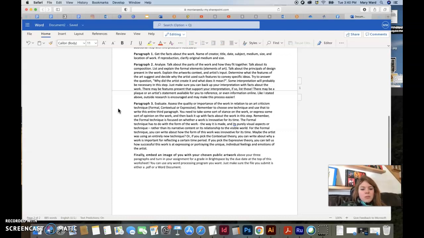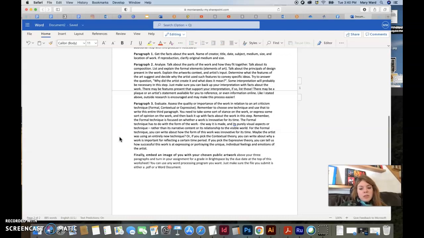Remember, the formal critique is focused on whether the work was innovative for its time. It has a lot to do with the form of the work and the way it was made, and its purely visual aspects or technique rather than the narrative content or its relationship to the visible world. So for the formal technique, for example, you can write about how the form of this work was innovative for its time. Maybe the artist was using an entirely new technique, something like that.